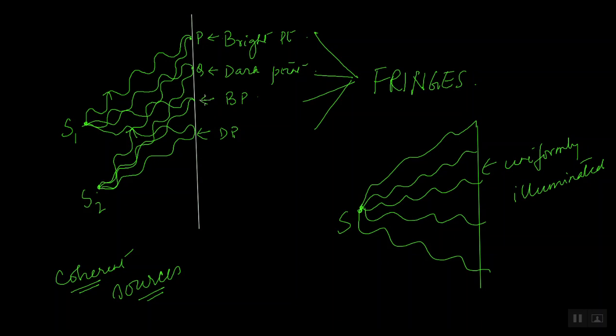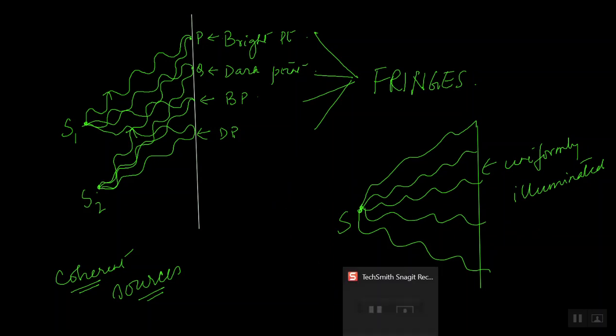Got it? So this phenomenon of redistribution of light intensity or light energy on a screen due to the superposition of light waves coming from two coherent sources is called interference. That is the meaning of interference of light. Please read the definition nicely. In the next lecture I will discuss with you Young's double slit interference experiment.